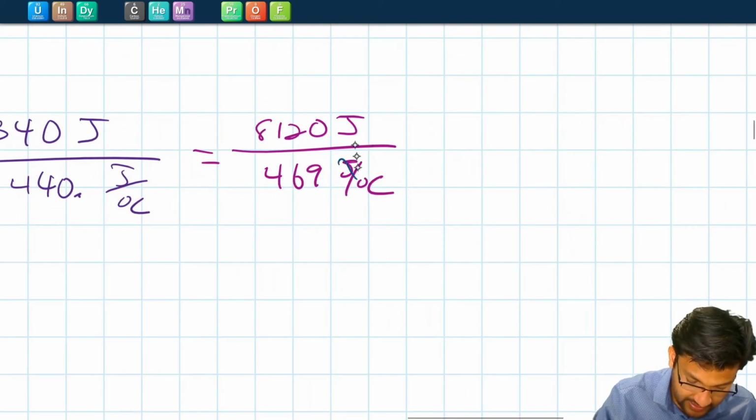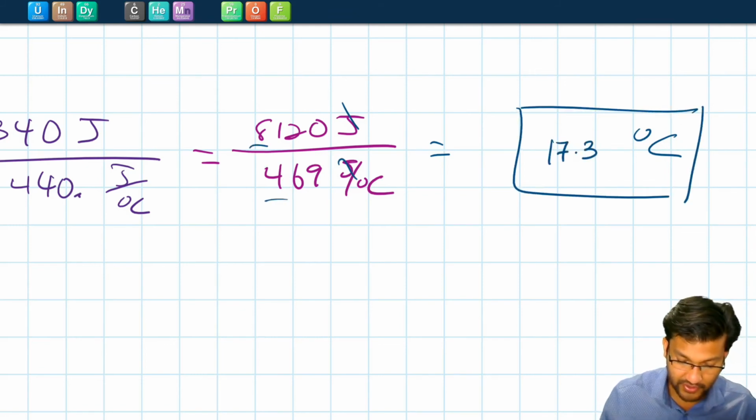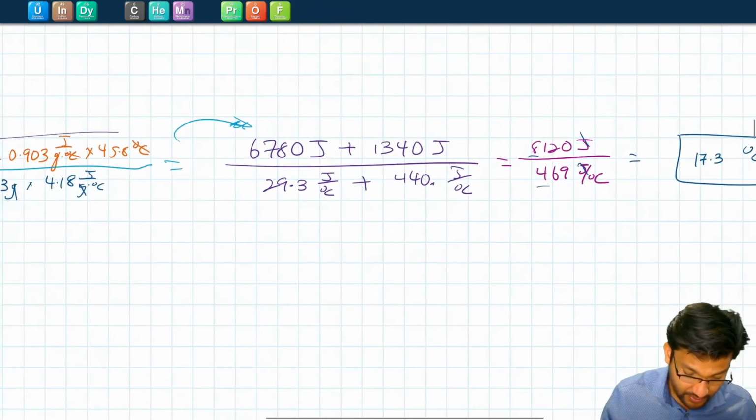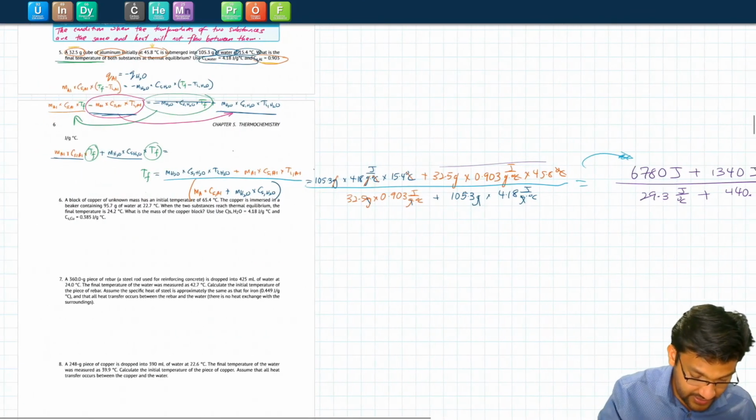The joules cancel out, and so our answer will just be in degrees Celsius, right? You're dividing by 1 over degree Celsius. And that gives us 17.3 to 3 sig figs degrees Celsius. That's our final temperature. All right, that seems like a lot of work, and it was, but we got there eventually. So let's see if 17.3 degrees Celsius made sense.